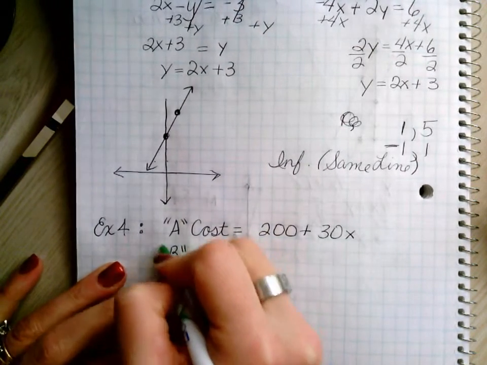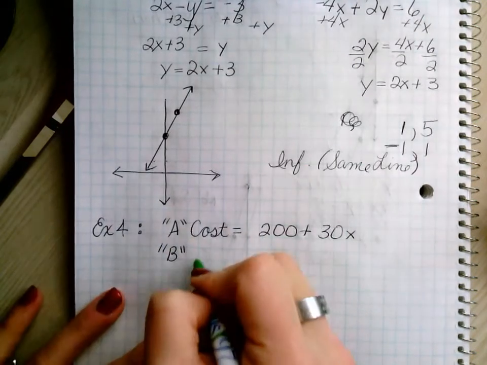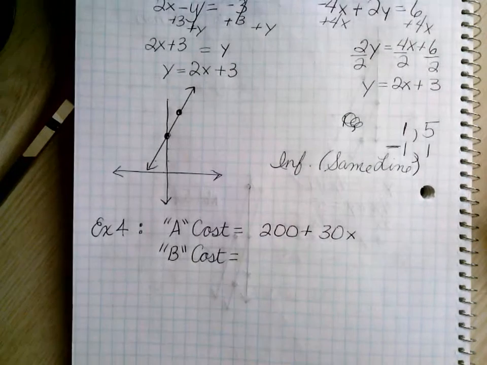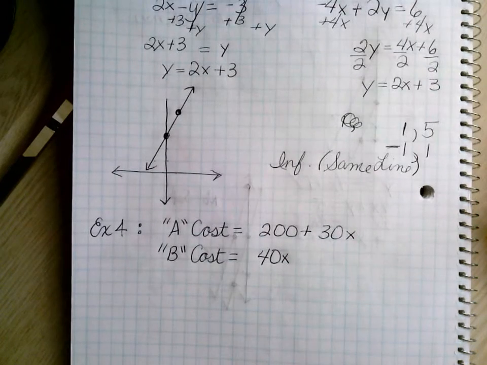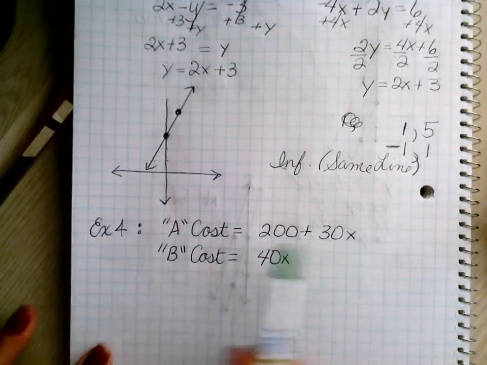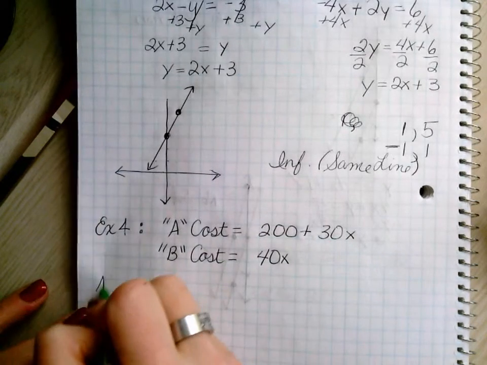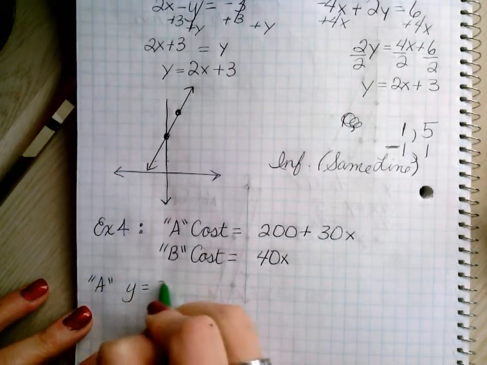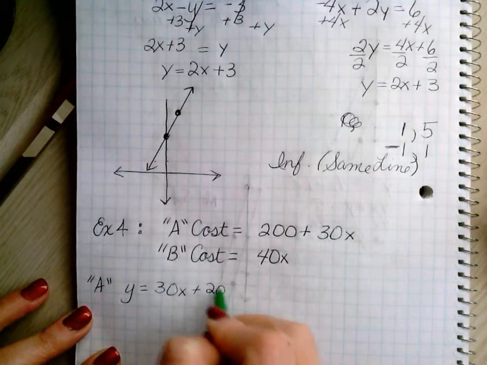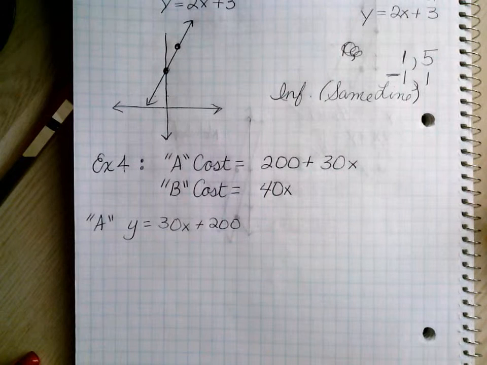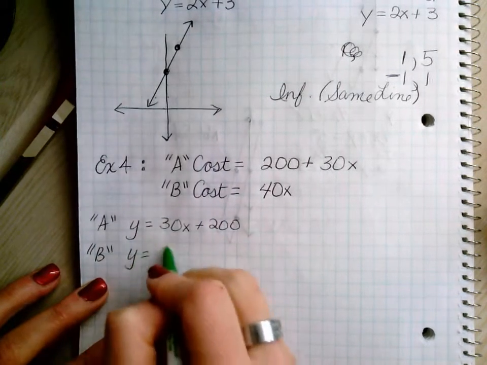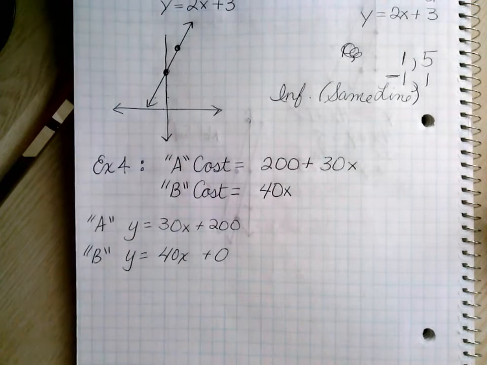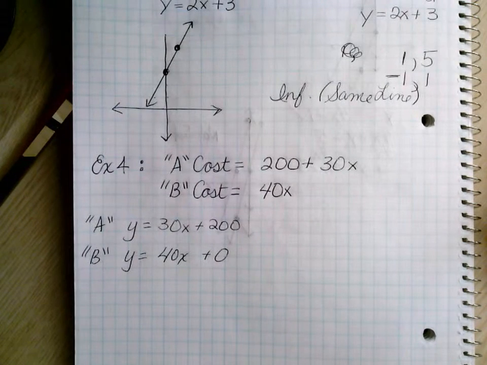Plan B, and I'm just getting this from what they've written there, okay? Their cost is equivalent to no fee up front, but $40 a month. Okay? So if I translated this into a y equals, Plan A would be y equals 30x plus 200. Okay? Y-intercept of 200. B's cost, if I translated this, y equals 40x plus nothing. Okay? I'm only including that so that you could see it.